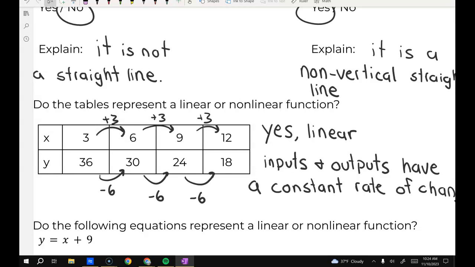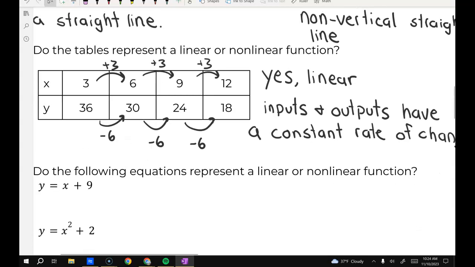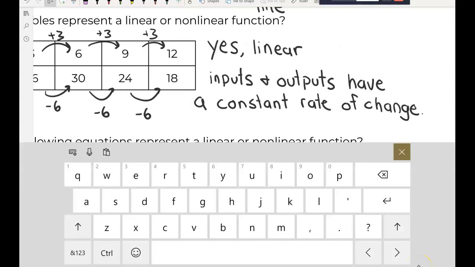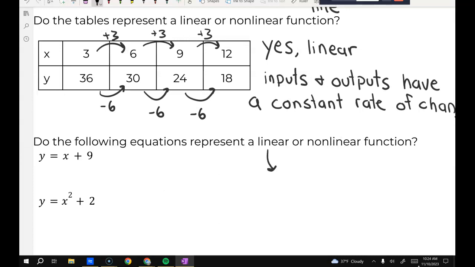All right. We got 2 more, and we're talking about equations now, our last piece of our learning target. Do the following equations represent a linear or a nonlinear function? So if you go back to the first bullet point of our notes box, a linear function can fit the form y equals mx plus b.